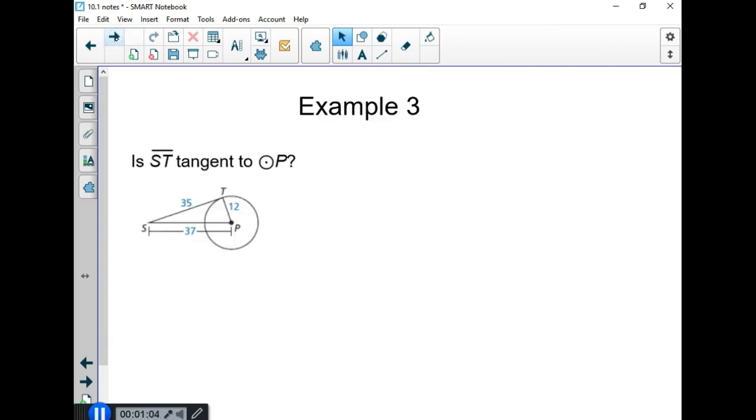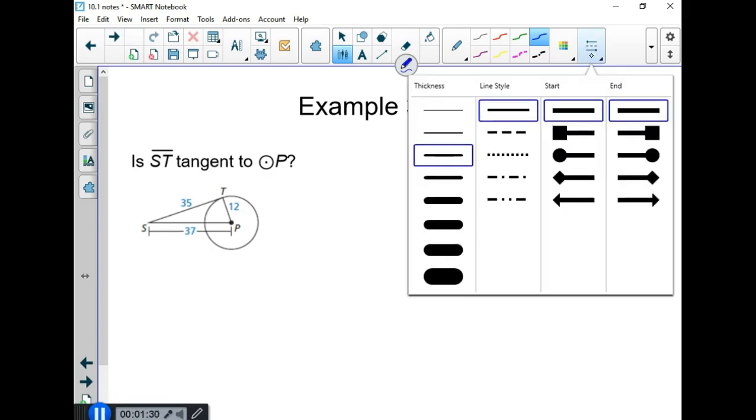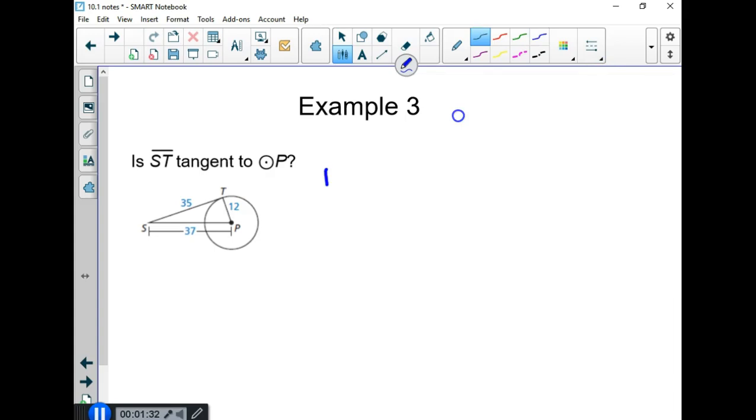Okay, so in example 3, is ST tangent to circle P? Well, that's only if ST forms a right angle with PT, which basically means we need to prove that this is a right triangle. So, 12 squared plus 35 squared has to equal 37 squared.